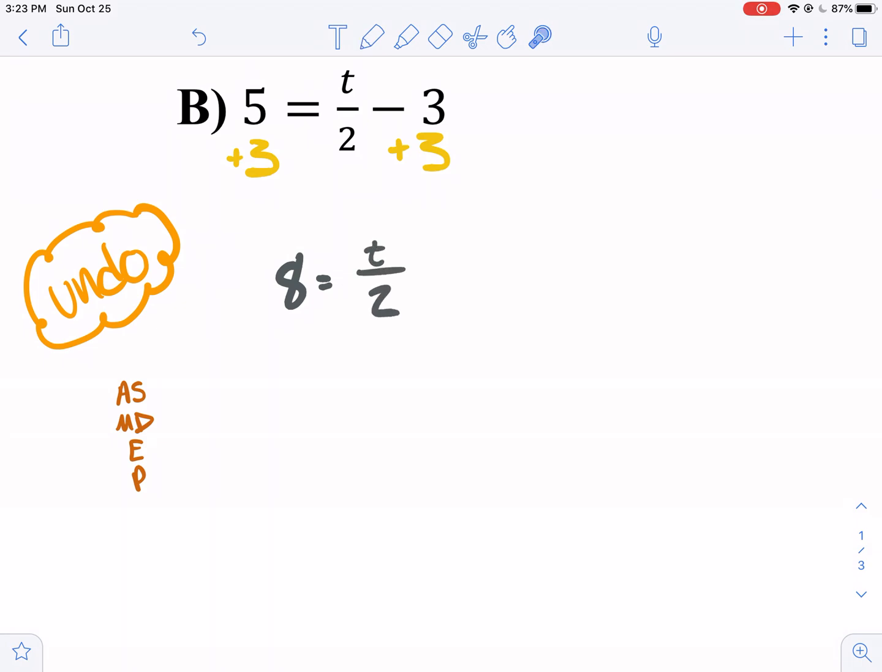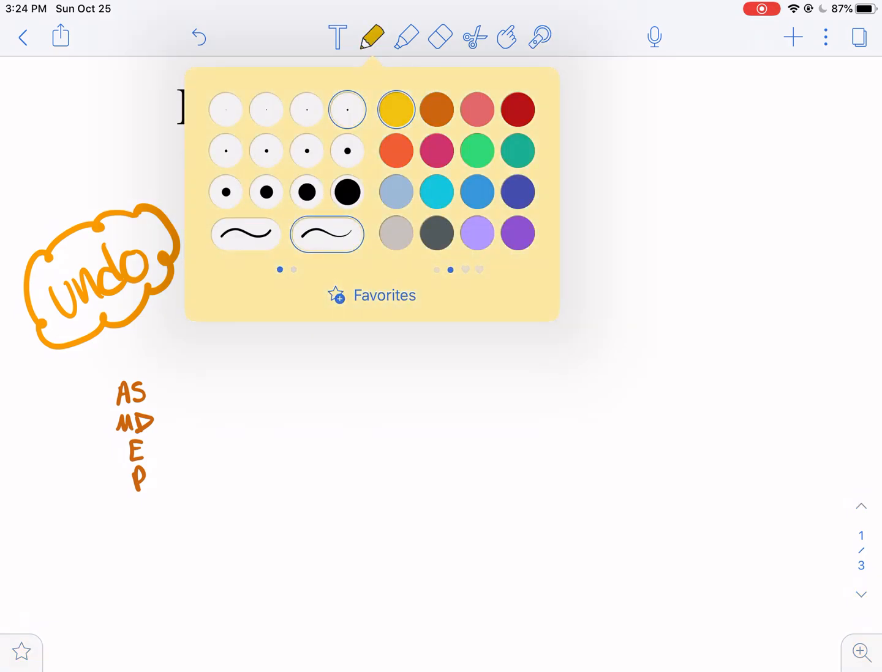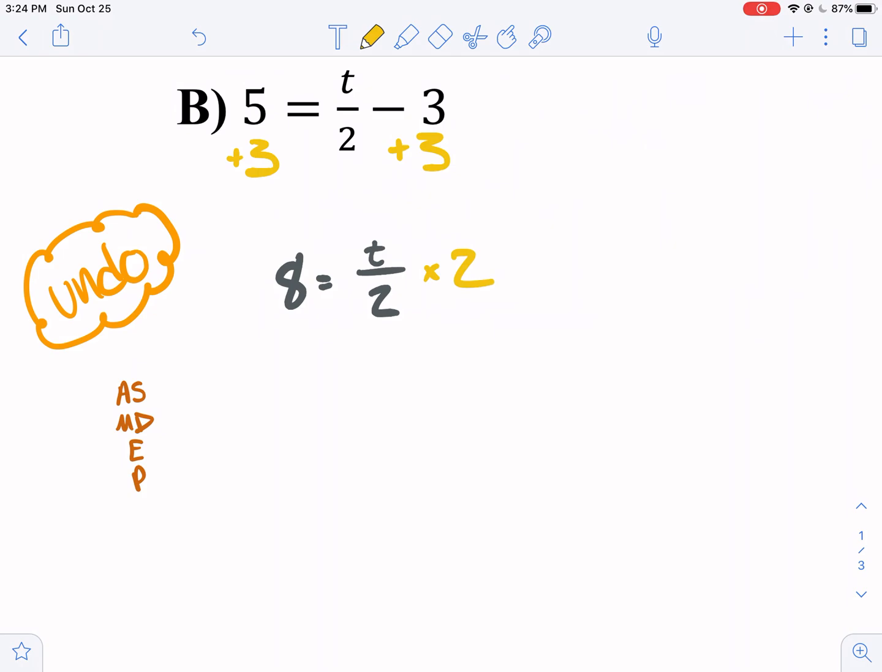Now we want to undo this divided by 2. So to undo that, we'll multiply times 2. The divided by 2 and the times 2 will cancel out, giving us just t on our right side. And on our left side, 2 times 8 is 16.